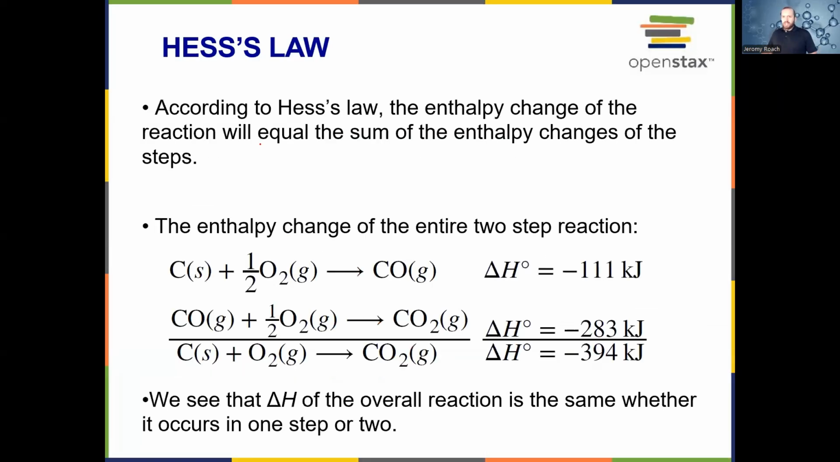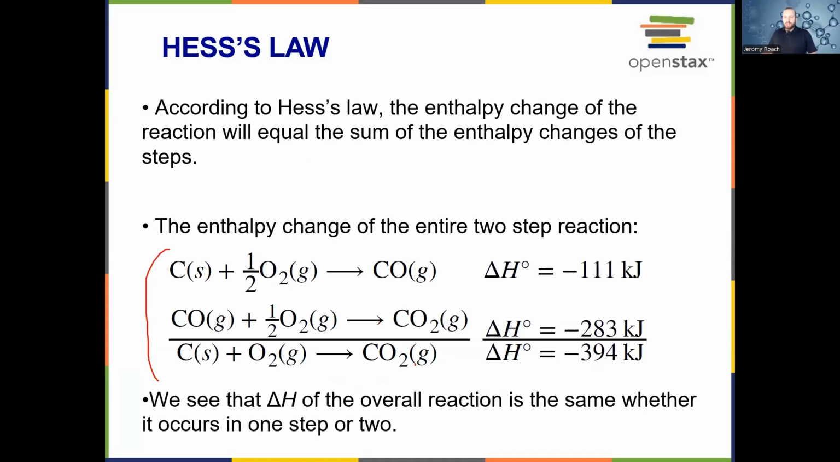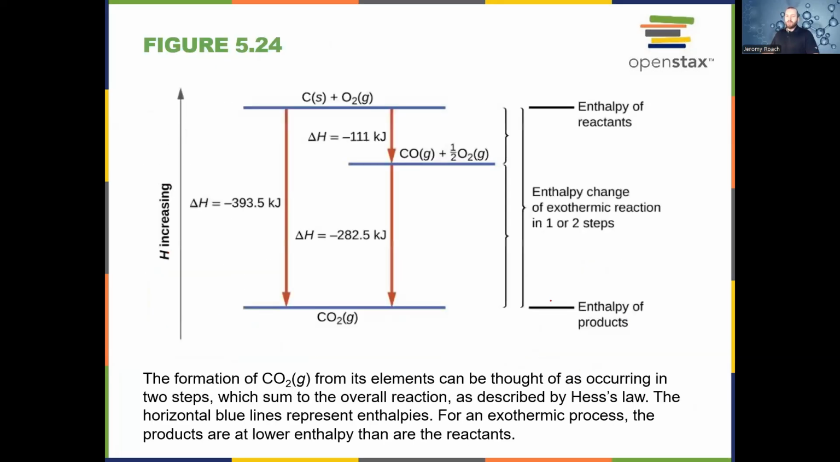Now, if we look at the change in standard state enthalpy, we can also add those together. This is the same formula that we had from earlier. It's just not written out in this second to last step here. But we can add together the enthalpies to find the change in enthalpy for the overall reaction. And it's the same whether it happens in one step or two steps.